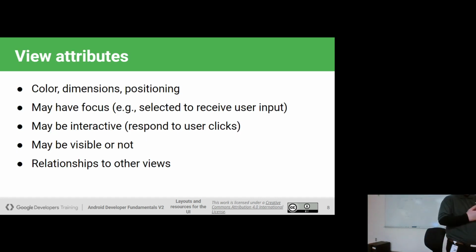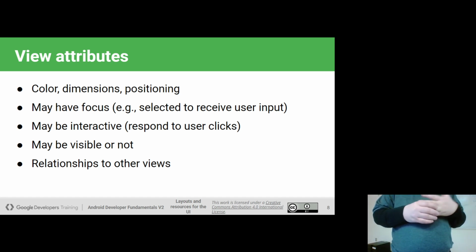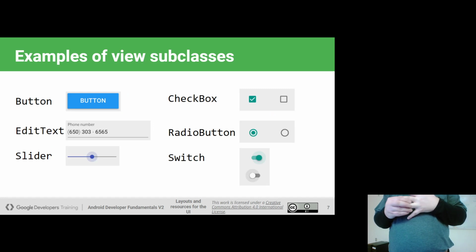So different attributes that all of our views have. They've got colors, they've got dimensions, we can position them. They can either have focus or not have focus. Yes? I just had another question about that. I guess in C-Sharp it was a dot check or something like that. There's a similar method, but remember that there are no properties in Java, so it will be a method, right? So it'll be like get checked or is checked.